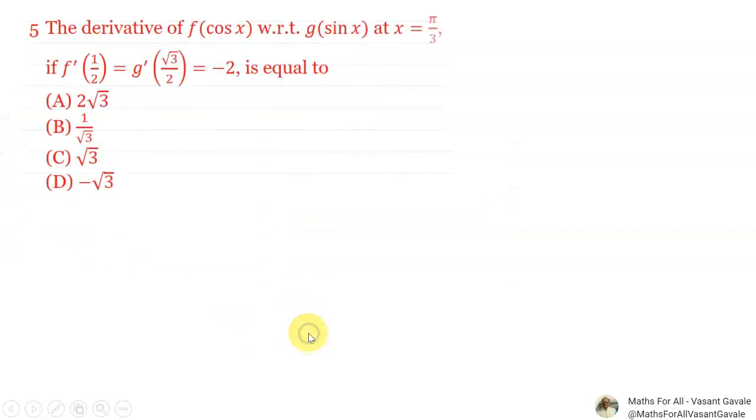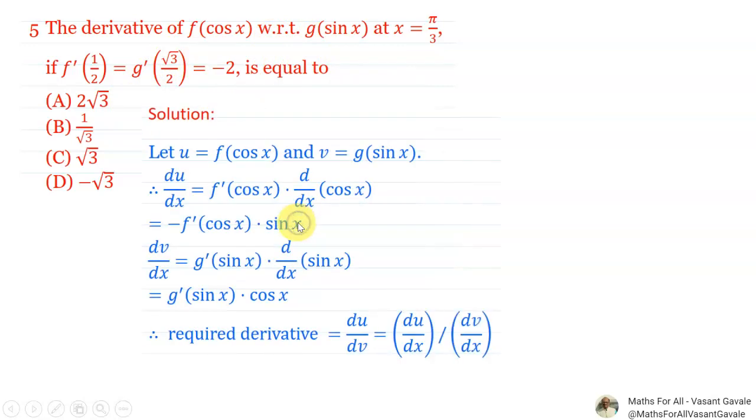Next example, the derivative of f of cos x with respect to g of sin x at x is equals to pi by 3. Now u is equals to f of cos x, v is equals to g of sin x. du by dx is f dash of cos x, d/dx of cos x is minus sin x. Okay, minus f dash of cos x into sin x. dv by dx. Okay, again the derivative of g of sin x is g dash of sin x into d/dx of sin x is cos x.